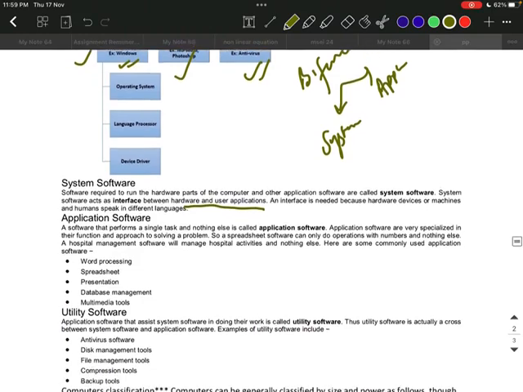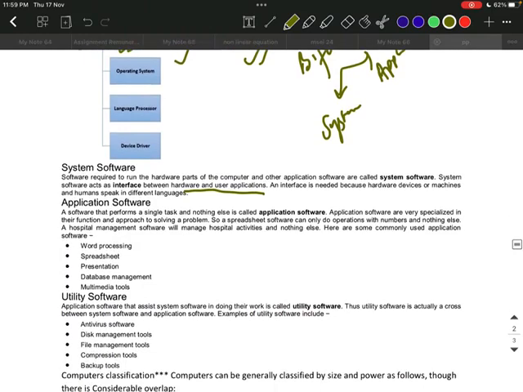But when I'm talking of the application software, that is a software that performs a single task. एप्लीकेशन सॉफ्टवेयर एक वक्त में एक ही काम करेगा और कुछ नहीं करेगा, उसको बोलते हैं एप्लीकेशन सॉफ्टवेयर. For example word processing, spreadsheet, presentation, DBMS, multimedia tools.